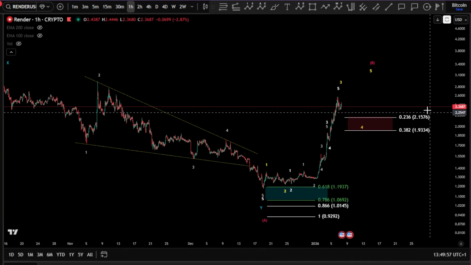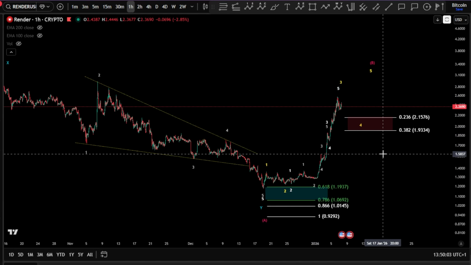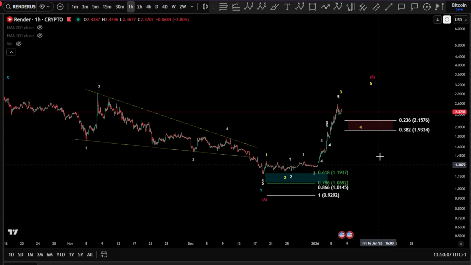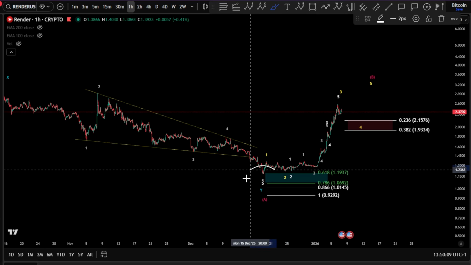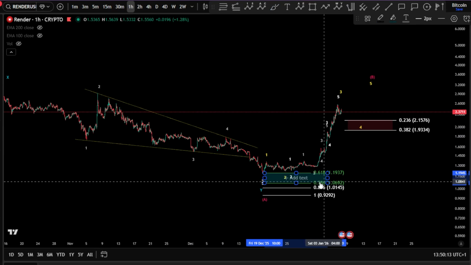Hello everyone, welcome to a new video for a Render, FET and Injective price prediction based on Elliott Wave analysis. We're going to see Render here, starting with the 1 hour chart on the micro level, of course, regarding our impulse, since we have bottomed exactly in our blue box as we were expecting there.